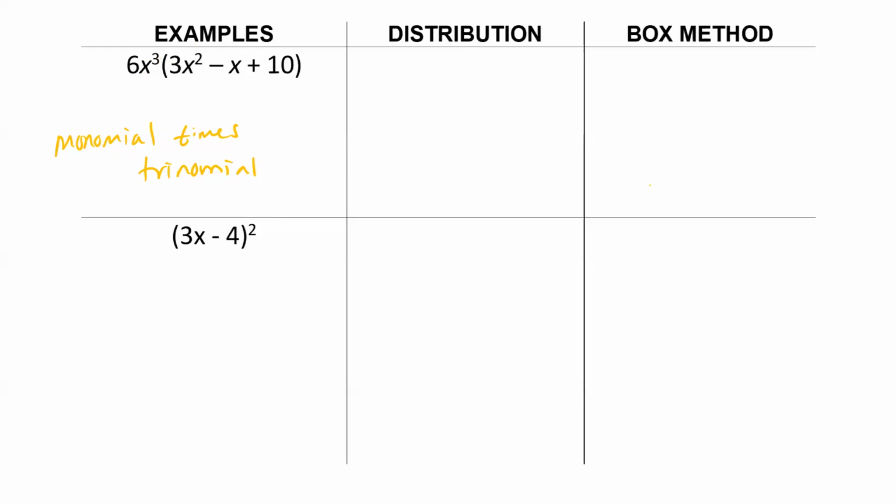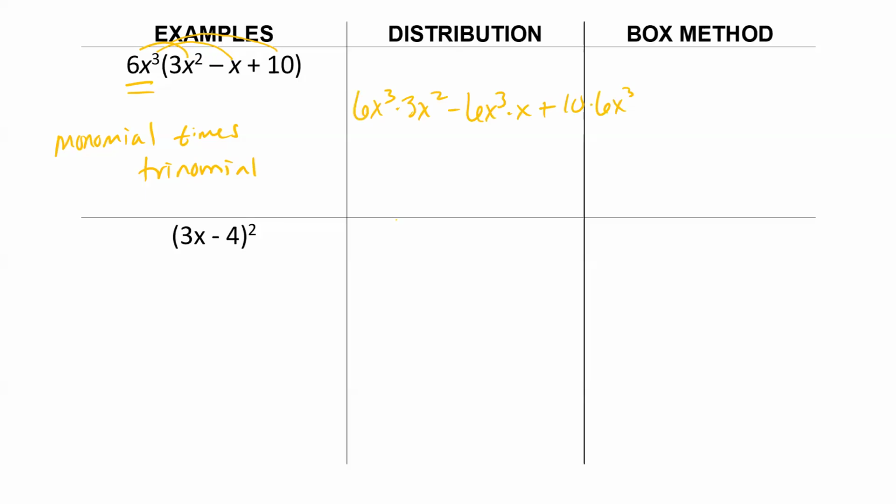Distribution and box method for this one are going to pretty much be the same. It doesn't make a difference, but all you're doing is multiplying each one of these by the monomial, right? So we're going to distribute. When we distribute, we end up with 6x cubed times 3x squared minus 6x cubed times x plus 10 times 6x cubed.